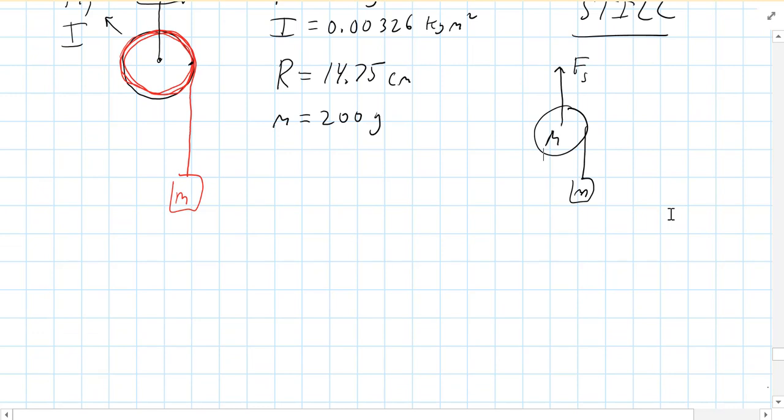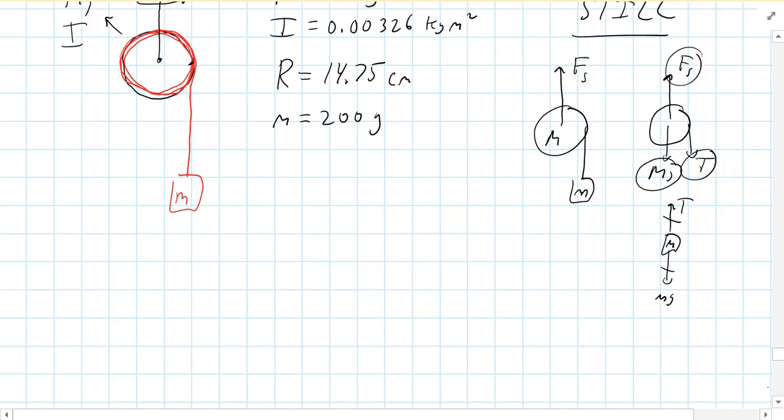If I draw FBDs I've got two objects. I've got the pulley itself, which is going to have the force of the scale, its weight, which will be big Mg, and then it'll have the tension of the little guy pulling down on it. And then the little dude, he's going to have that same tension holding him up, and he's going to have little mg. Now, hopefully in this case, if it's still, you'll understand that the tension equals little mg, if it's still or not accelerating. So in that case, the force of the scale is going to equal big Mg plus that tension, which is little mg. So the force of the scale would simply be big Mg plus little mg.